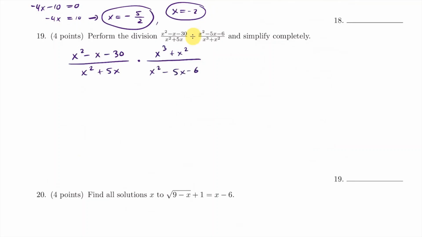And now we can factor everything and then cancel. So x squared minus x minus 30 is going to factor into x minus 6 times x plus 5.